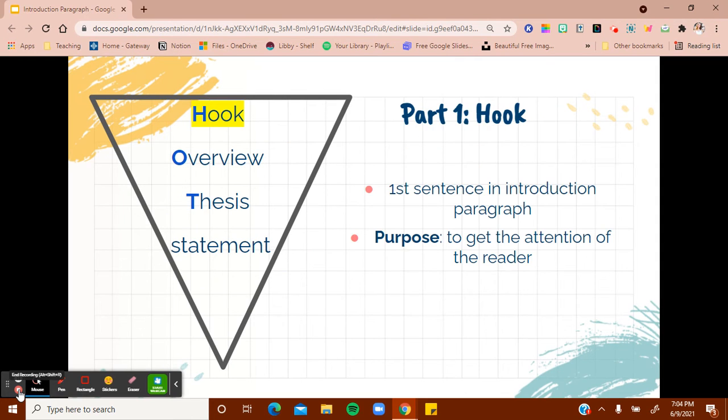Now, let's focus on the first part of the introduction paragraph, which is the hook. The hook will always be the very first sentence in the introduction paragraph, and the purpose of the hook is to get the attention of the reader because you want the reader to be interested in reading your essay.